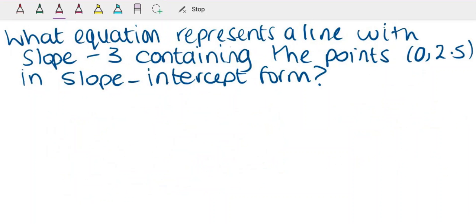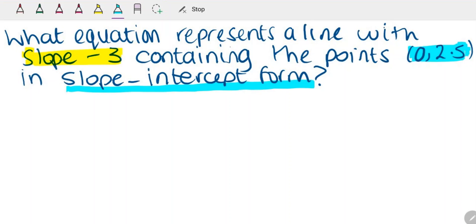So the next question, what equation represents a line with slope minus 3 containing the points 0 and 2.5 in slope-intercept form? So let's have a look. We have slope, that's the m value of minus 3. Our x and y points here. And we need our answer in slope-intercept form. So not point slope form, we need it in slope-intercept form.